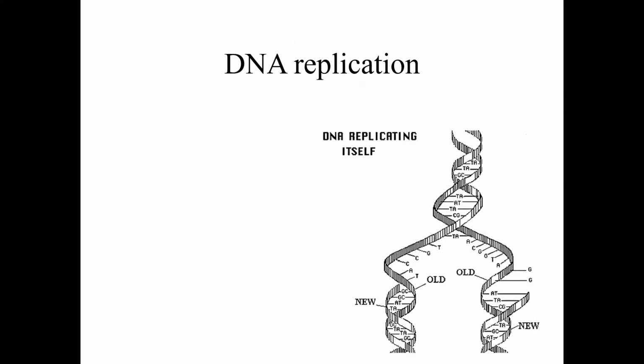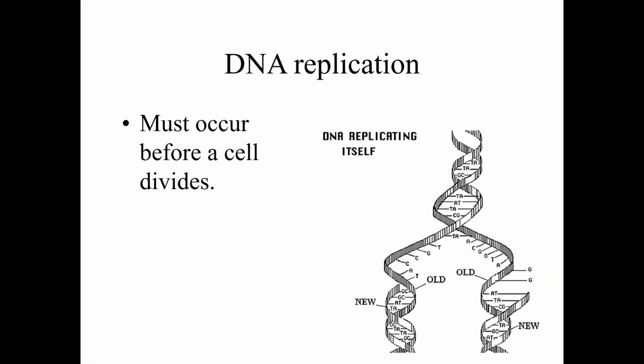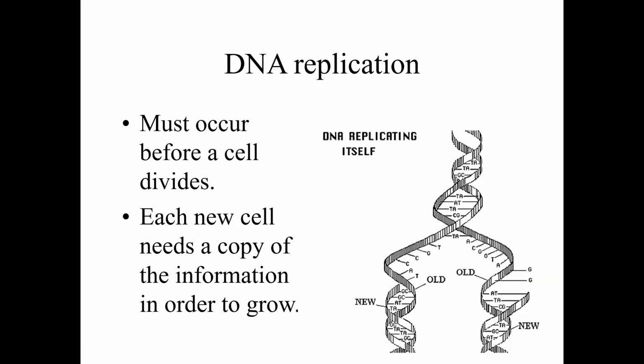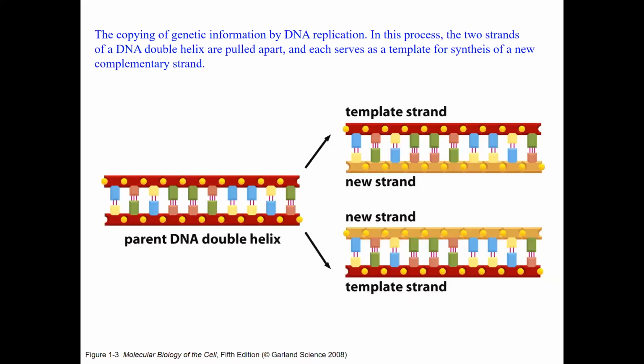So DNA replication. DNA can make its own copy. So how? First DNA unzips, and then a complementary copy of the single-stranded DNA is synthesized, and new DNA is produced. And DNA replication must occur before a cell divides, because the daughter cell must have the same DNA. And each new cell needs a copy of the information in order to grow.